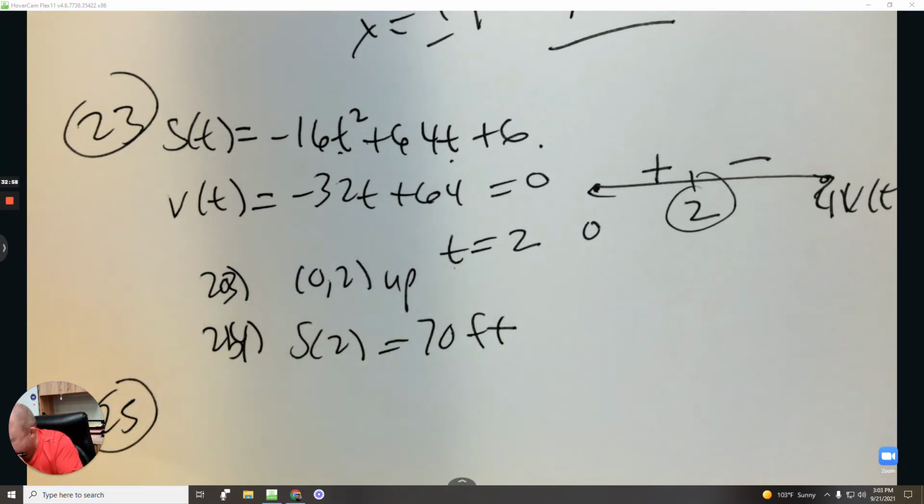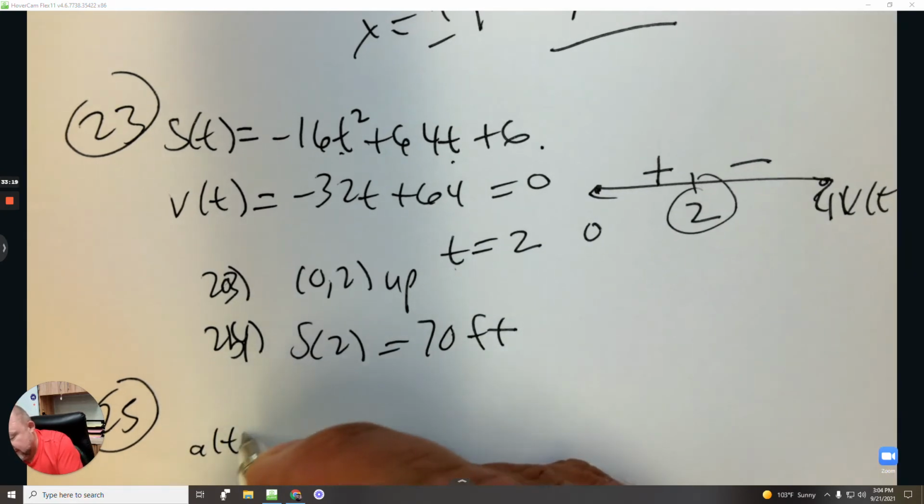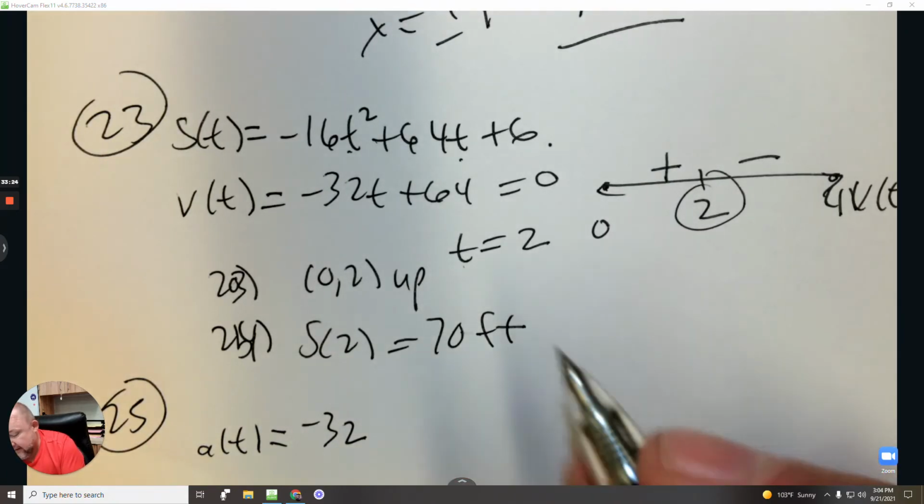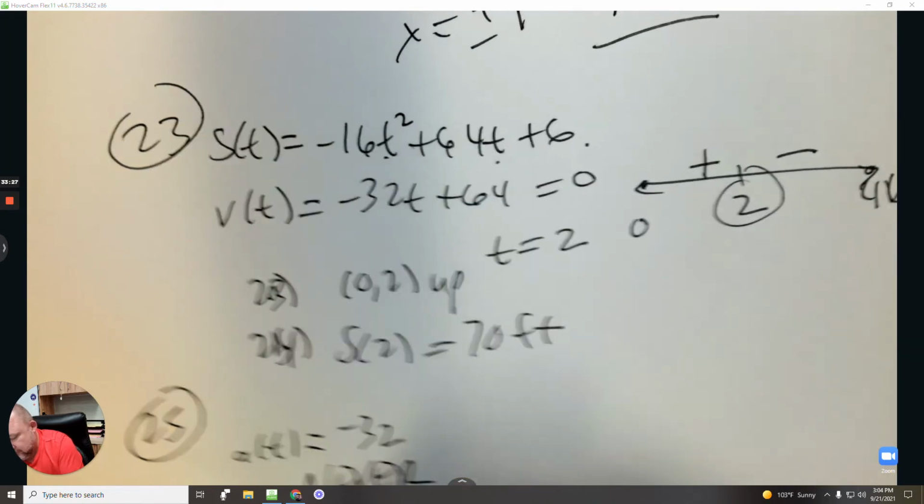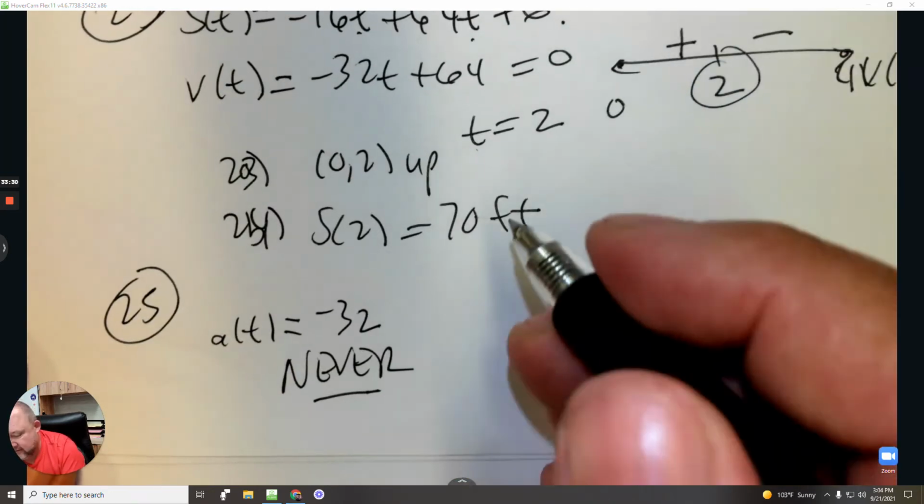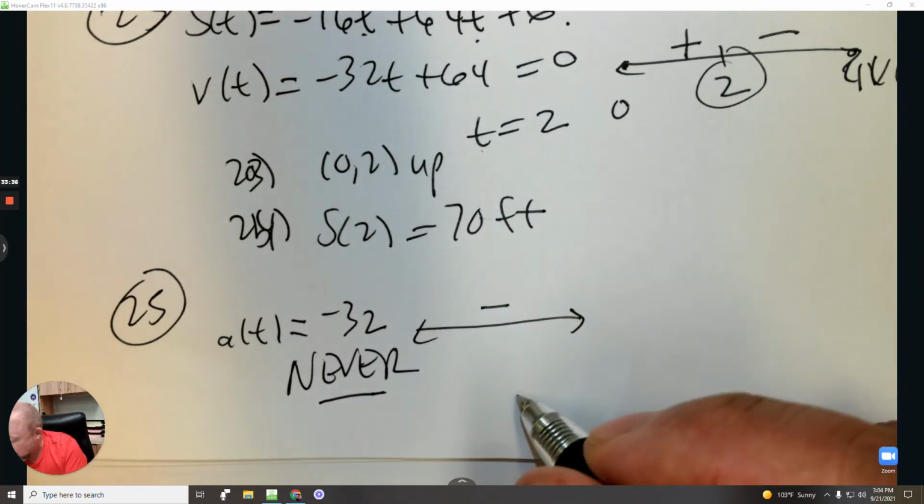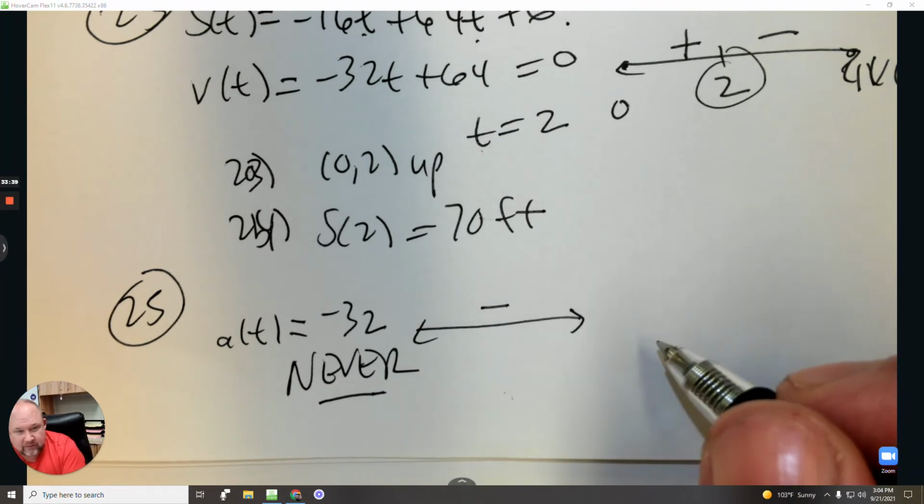25. For what time does an object have increasing velocity when its acceleration is greater than 0? It has increasing speed when the velocity and acceleration have the same sign. So for what time is the velocity increasing? So I need to take the acceleration to find that out. And so the answer is never. So when the acceleration is negative, that means there are no critical numbers. So the acceleration is always negative, so the velocity is always decreasing.